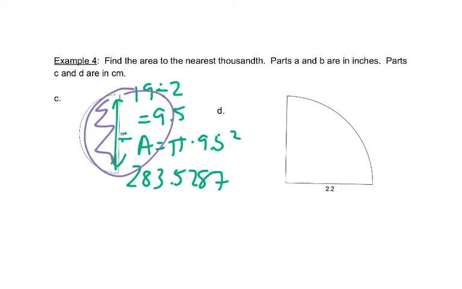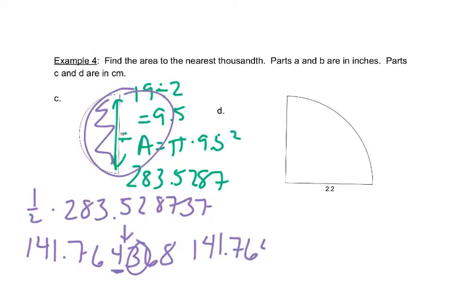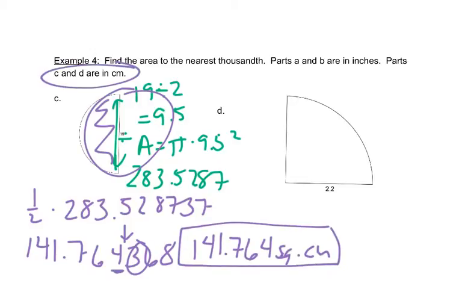Now the problem is that we don't have a whole circle here. We really only have half the circle. So we want to do 1/2 of 283.528737. You just multiply by 0.5 in your calculator. And that gives us 141.764368. The nearest thousandth is here. 3 afterwards tells us to stay the same. So 141.764 square centimeters. Here it tells us to use centimeters.